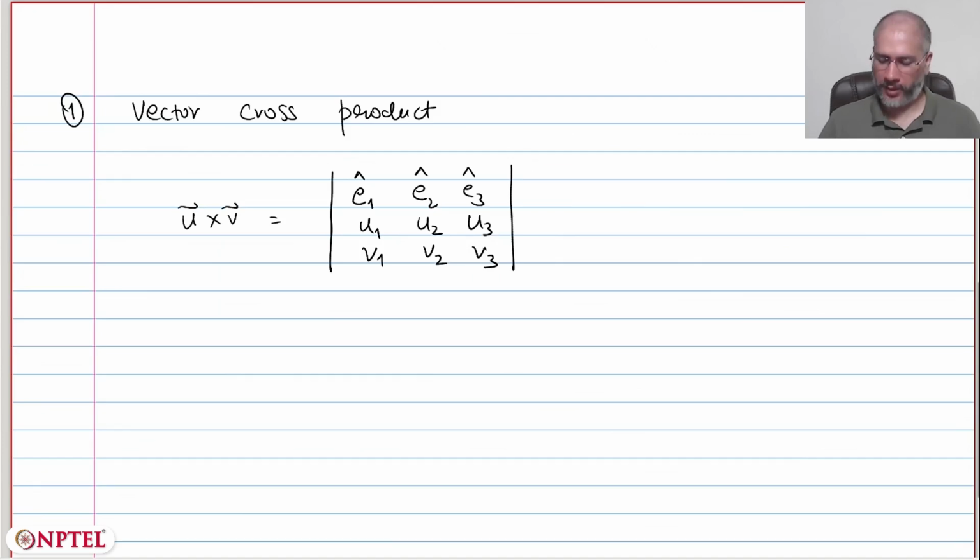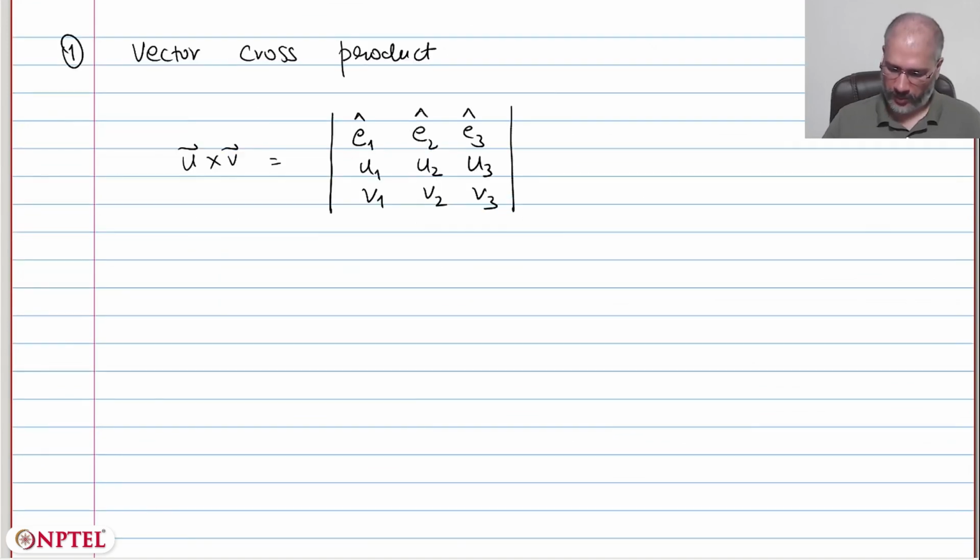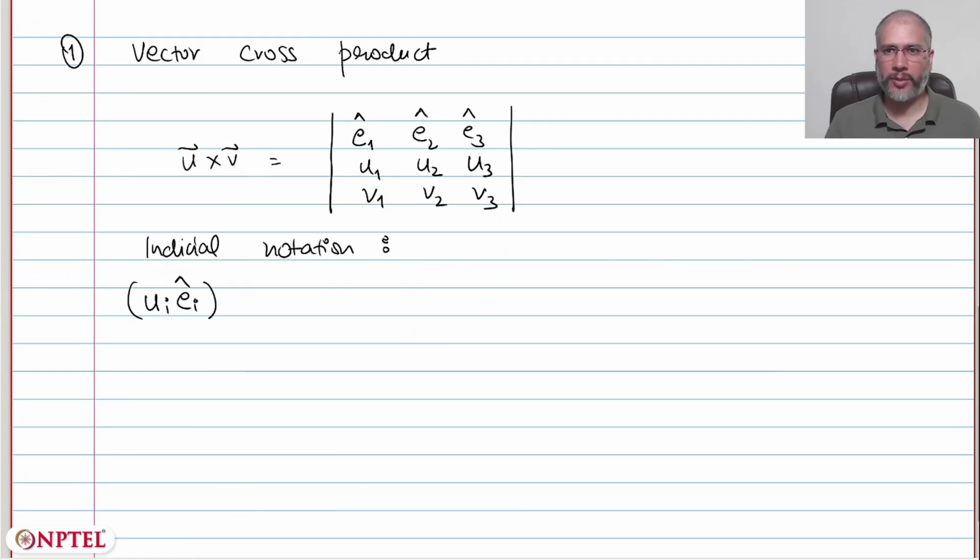But now that we have been equipped with the indicial notation, we learn how to write this in some sense like a closed form without writing this determinant. So let's write it down using indicial notation. Just as we did in the vector dot product, we will write u as ui ei. Remember, we don't need to put a summation sign because we are using the summation convention. And then we write cross with vj ej.